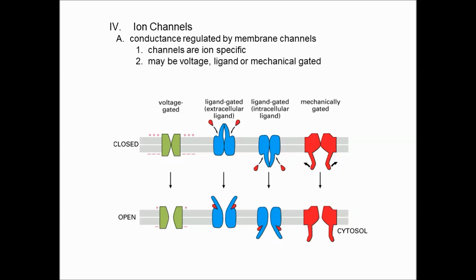And finally, an interesting set of ion channels are mechanically gated. Most of those are stretch channels. For example, in smooth muscle, there are many tissues that, when they're stretched, depolarize because channels actually pull open mechanically. So we have all kinds of channels of each of these categories, and we'll be mentioning them throughout the class. Channels are ion specific and may be voltage, ligand, or mechanically gated.